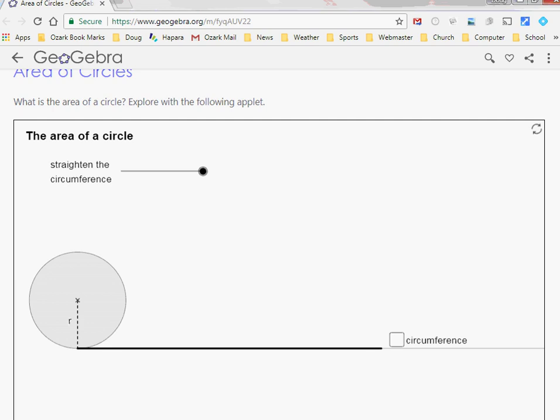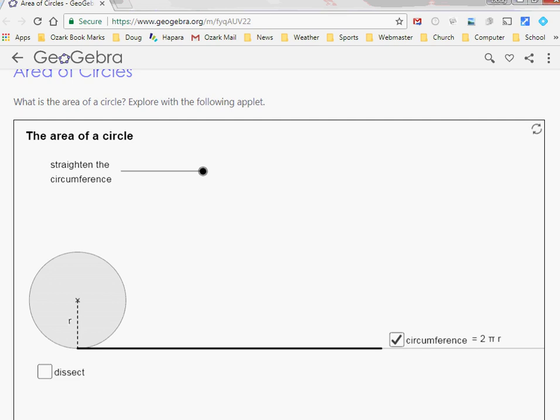Now, how do I find circumference again? What's the formula? Straighten it out. 2 pi r. There's one. In fact, we are going to be thinking about that one. 2 times pi times the radius. That is the circumference. So we will remember that.